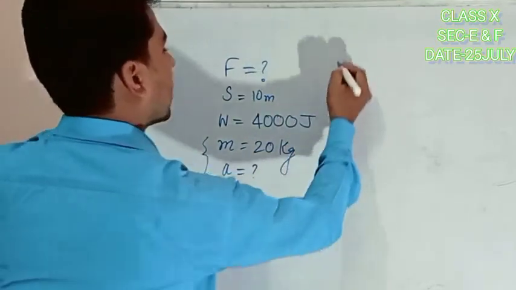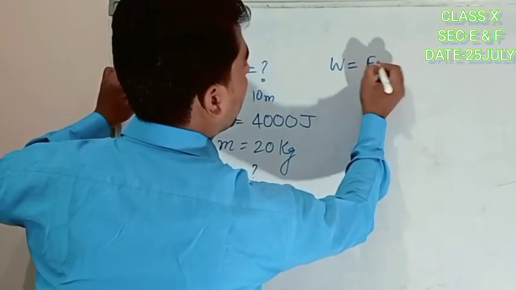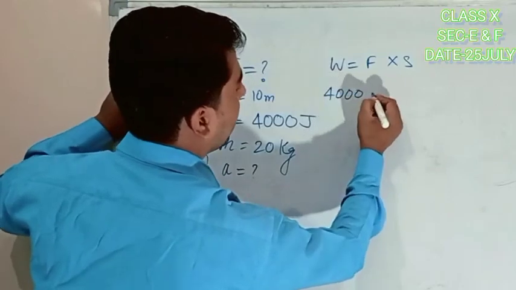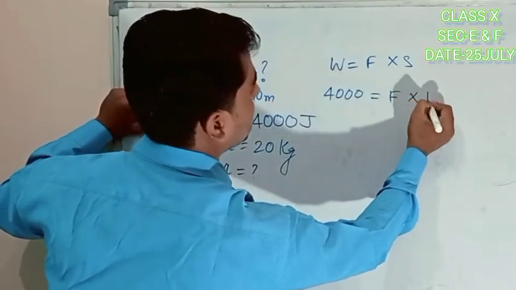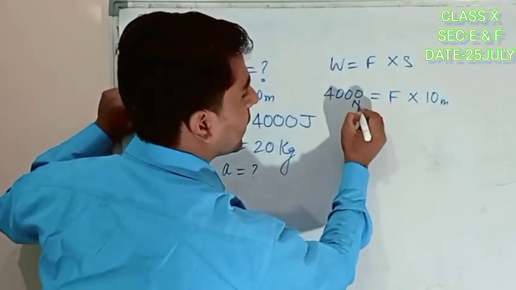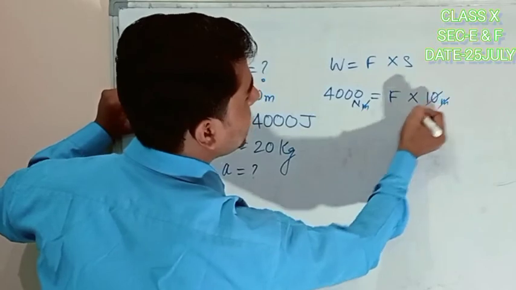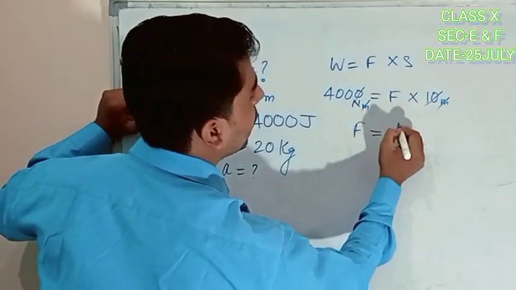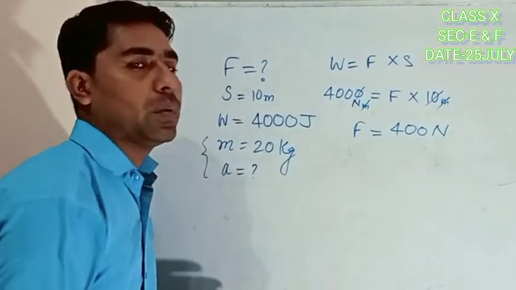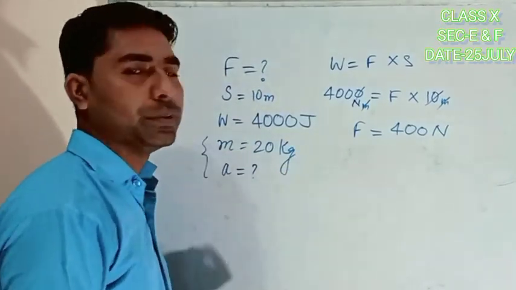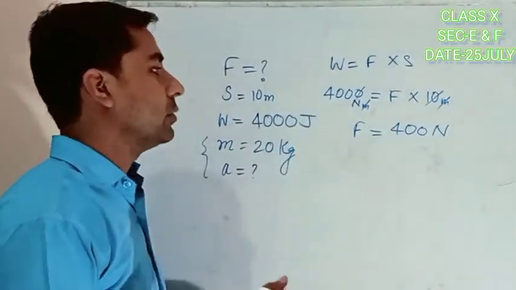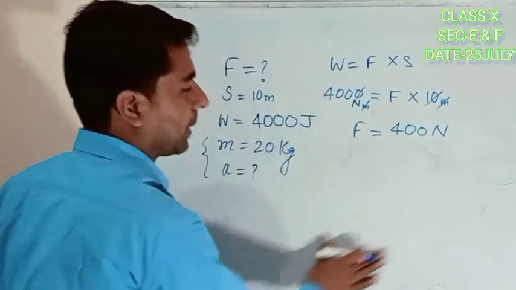So for this, work done is equal to force into displacement. Work done is 4000 joule. Force we have to calculate. Displacement is 10 meter. This work done has unit Newton meter. So meter cancels, zero cancels, F is equal to 400 Newton. Remember, the SI unit of force is Newton. But here I have shown you why we are writing the Newton value. From here we can see the Newton comes again.